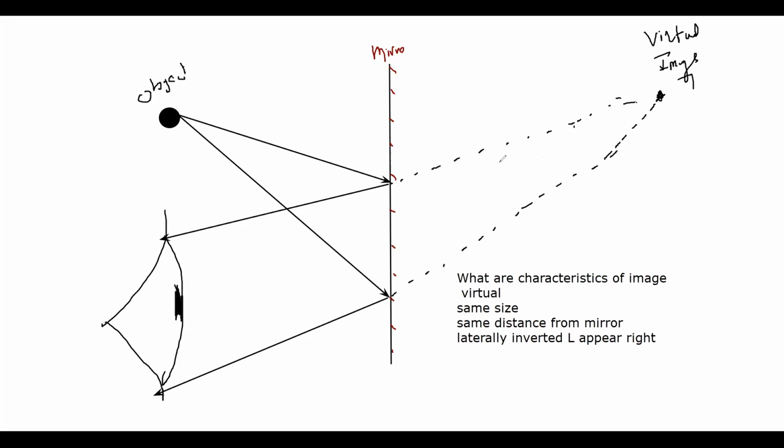If you raise your right hand in front of a plane mirror, it will appear as a left hand for the image. So the left hand of the object appears as the right hand for the image. So left appears right. That's called laterally inverted. If you raise the right hand in front of the mirror, for the image, it will appear as a left hand.